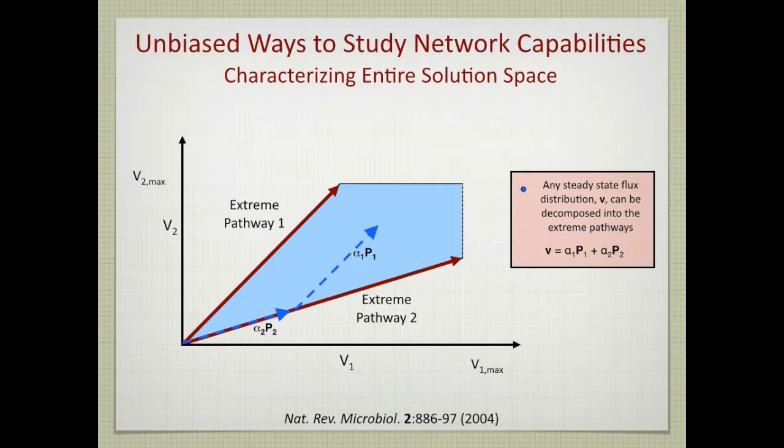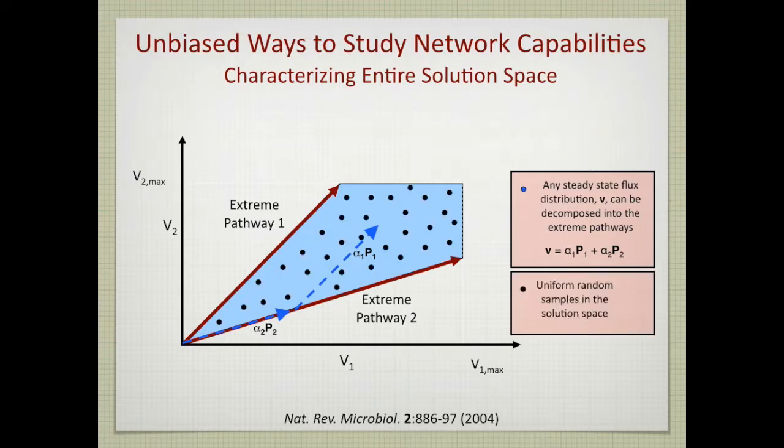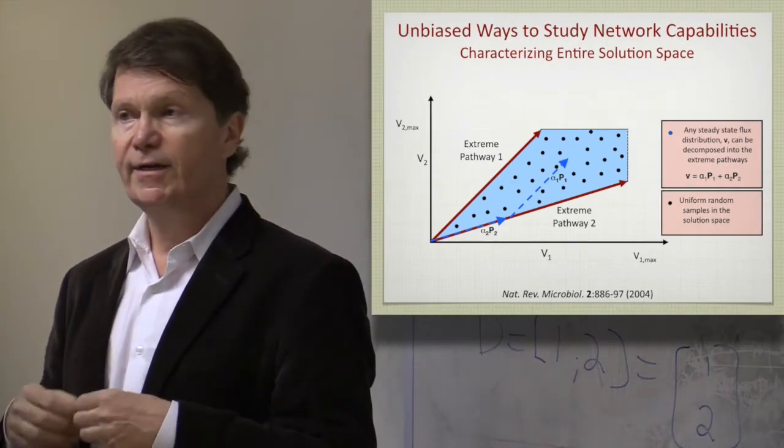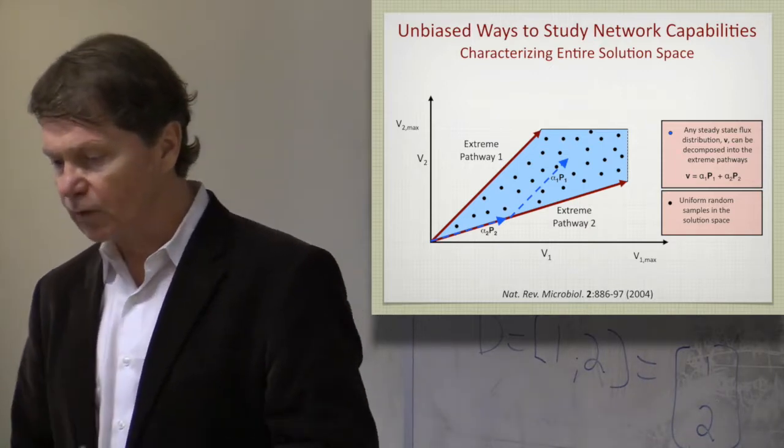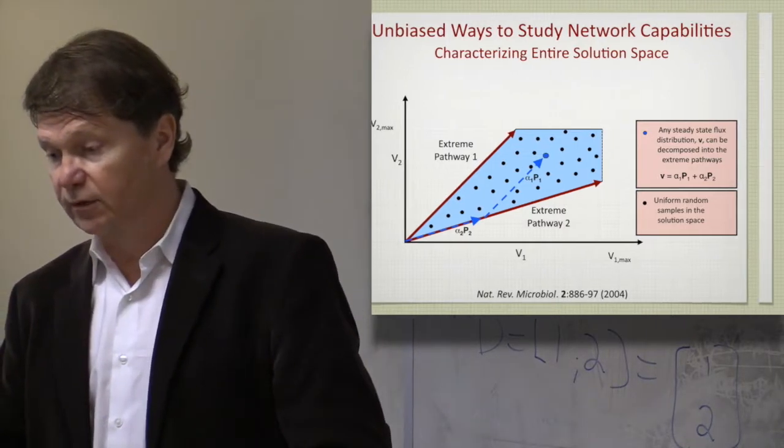So that's one way to characterize the space and its contents, but we can also do something else, which is to sample randomly points throughout that space and get a statistically meaningful sample of all candidate solutions in that space. And then we can characterize these solutions to study the properties of the space. And that's what we're going to be talking about today.